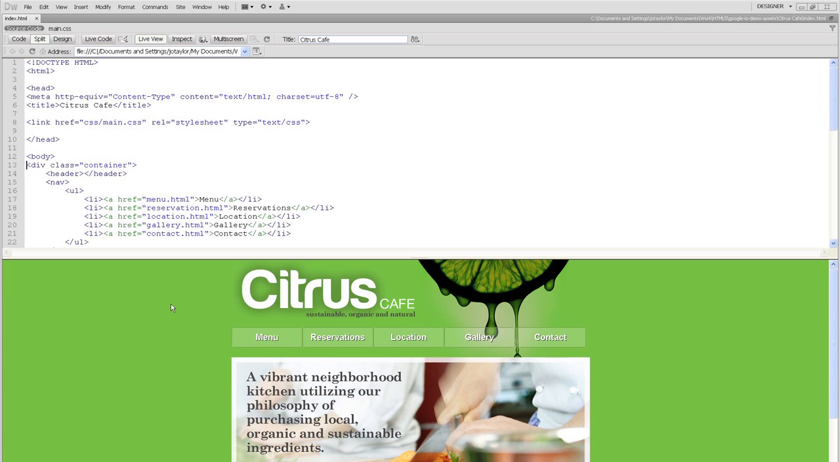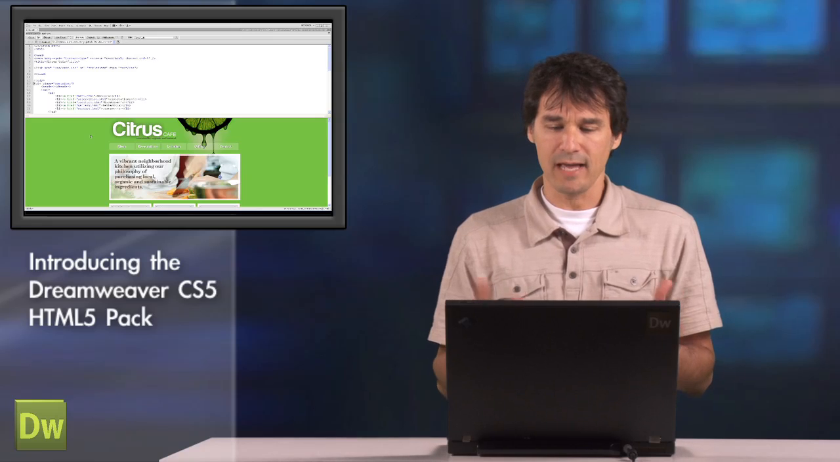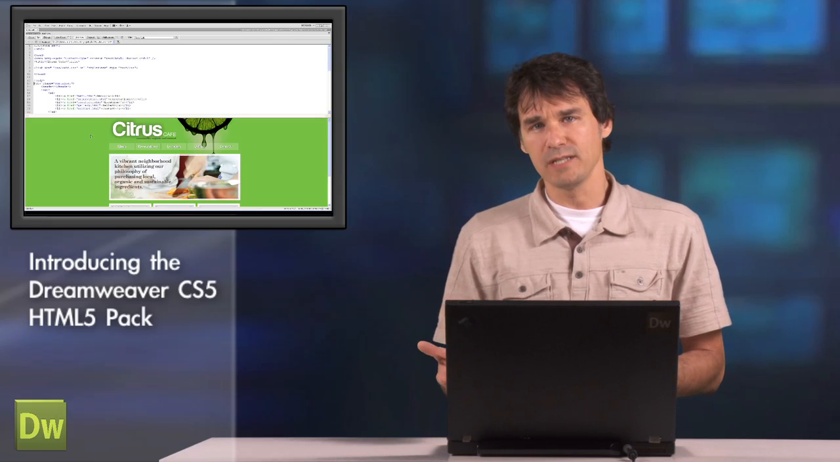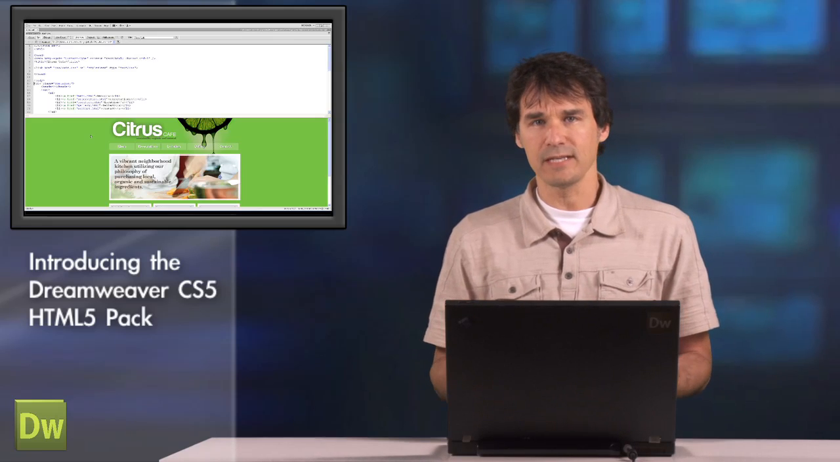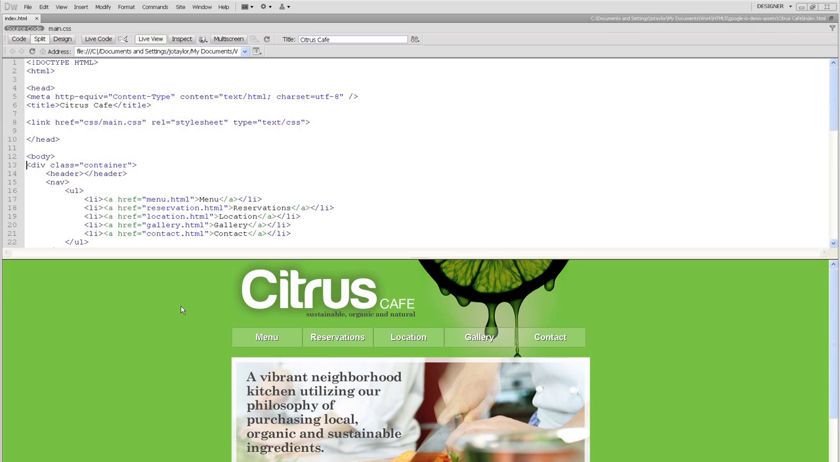I've got this site for Citrus Cafe, and I've got a home page here that obviously is designed for the desktop, but I'd like to make sure that it renders nicely on devices like smartphones or tablets, now that a lot of browsing is being done through those devices.